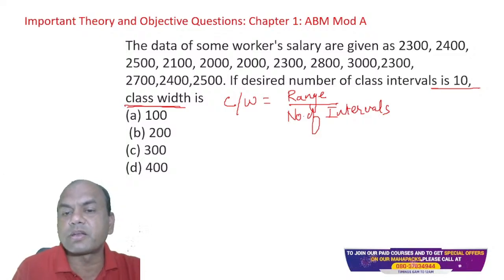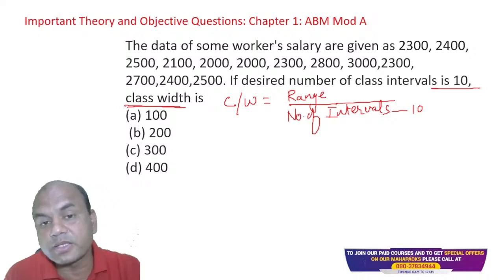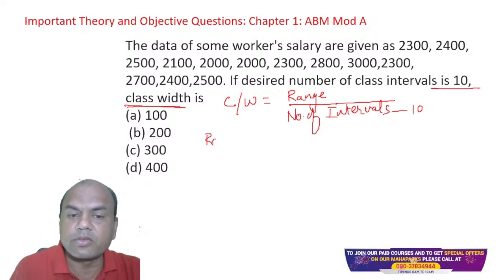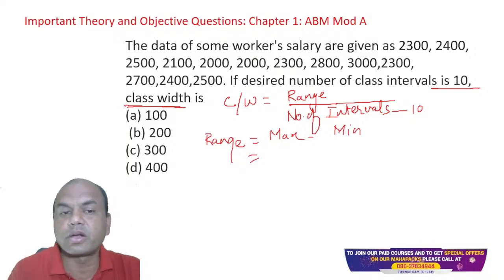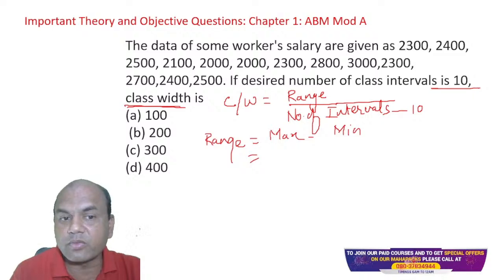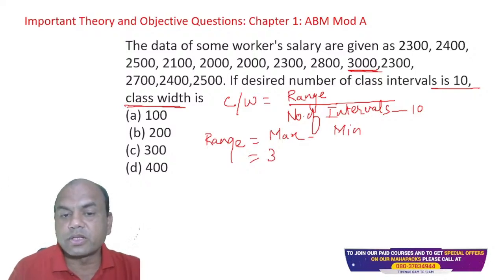So number of intervals you know already, 10. But what is the range? Always remember, range equals maximum number minus minimum number. What is the maximum number over here? 2300, 2400, 2500, 2000, 3000, and so on. 3000 is the maximum number, isn't it? So 3000. What is the minimum number then?